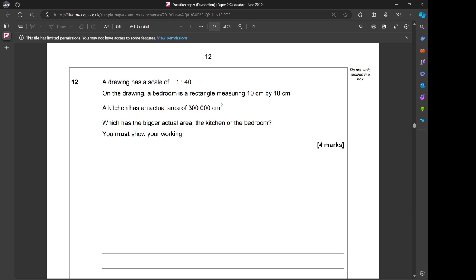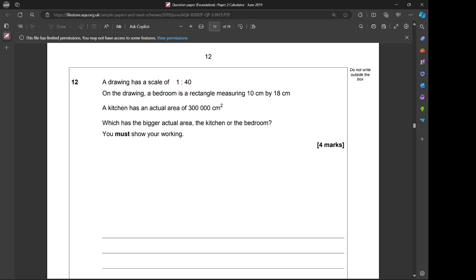When I do that, guys, on my calculator, let's double check. So 180 times 40 squared, I get 288,000 centimeters squared for the actual area of this bedroom. So which has a bigger area? Well, the kitchen has a bigger actual area. So my answer is going to be kitchen.